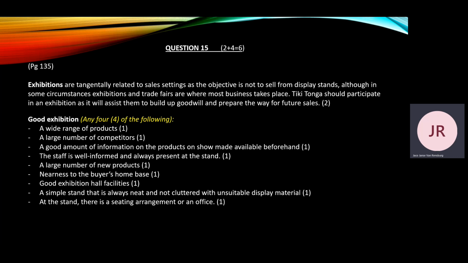And then a good exhibition covers any of the four: wide range of products, large number of competitors, good amount of information on the products, well-informed staff, large number of new products, close to where the potential buyer's base is, good exhibition hall facilities, always have people at the stand, have enough samples at the stand. Simple stands, always neat, not cluttered.